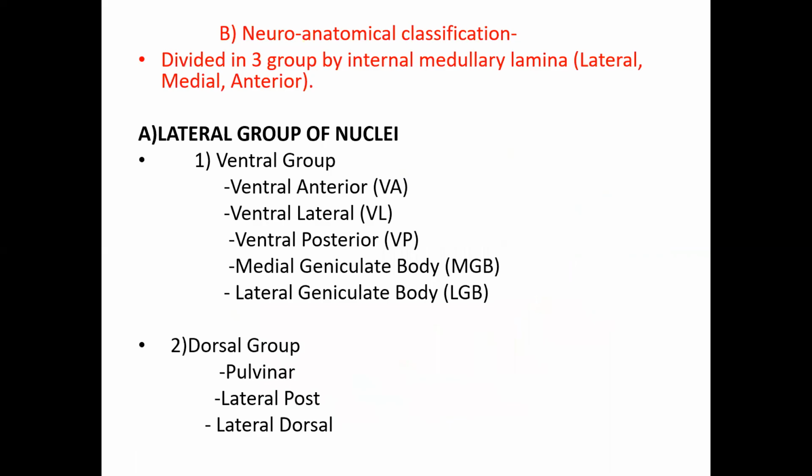Again, same. So what is the neuroanatomical classification? We have 3 components. The internal medullary lamina separates the thalamus into 3 groups of nuclei. That is called the lateral group of nuclei, medial group of nuclei, and anterior group of nuclei. In the lateral group of nuclei, we have a ventral group and a dorsal group. In the ventral group, we have ventroanterior, ventrolateral, ventroposterior, medial geniculate body, and lateral geniculate body. In the dorsal group, we have pulvinar, lateral posterior, and lateral dorsal.